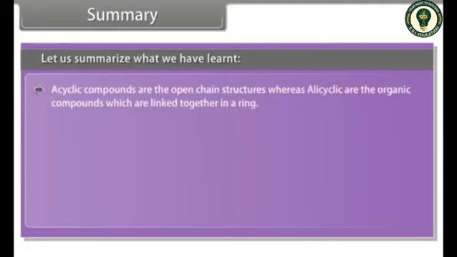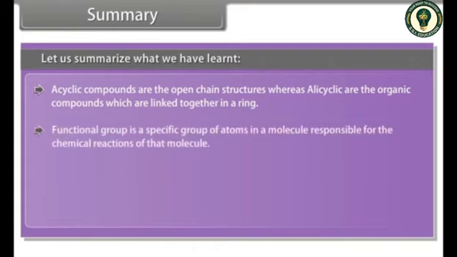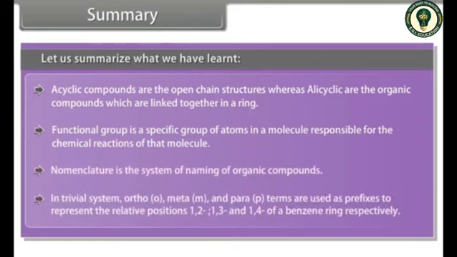Acyclic compounds are the open chain structures, whereas alicyclic compounds are organic compounds which are linked together in a ring. Functional group is a specific group of atoms in a molecule responsible for the chemical reactions of that molecule. Nomenclature is a system of naming of organic compounds. In trivial system, ortho, meta and para terms are used as prefixes to represent the relative positions 1,2, 1,3 and 1,4 of a benzene ring respectively.